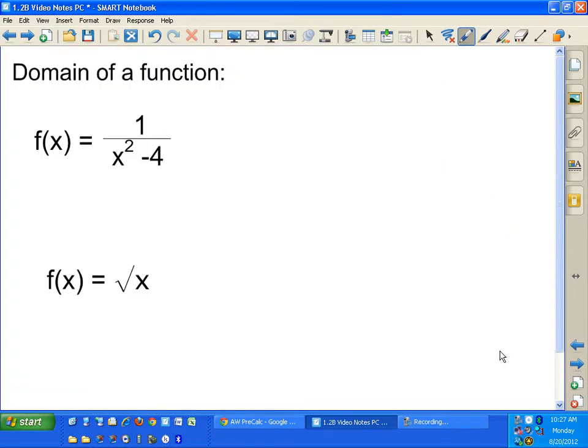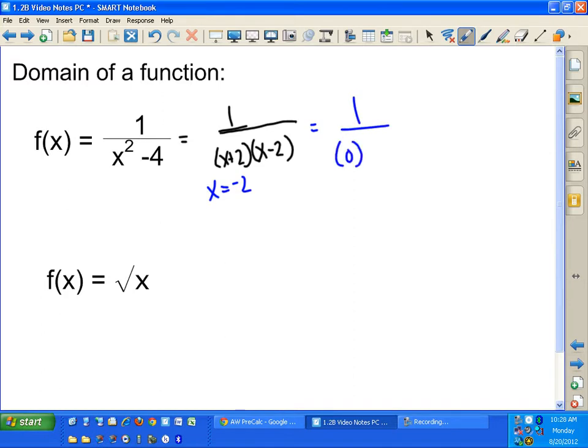So then here's the domain of a function. These are both implied domains, because if I was to factor the bottom of this function, I would get x plus 2 times x minus 2. If I put negative 2 into this function for x, I would get something like 1 over 0 times negative 4, which is still 1 over 0, so that means it doesn't work.